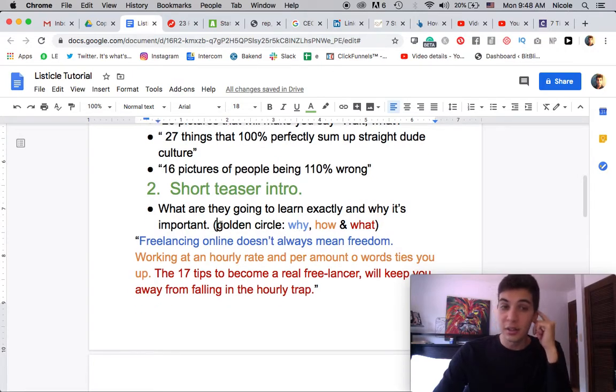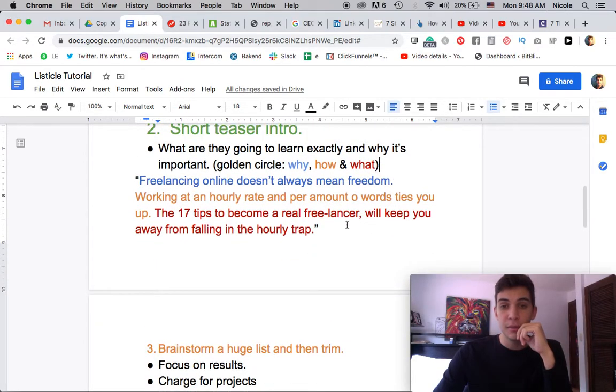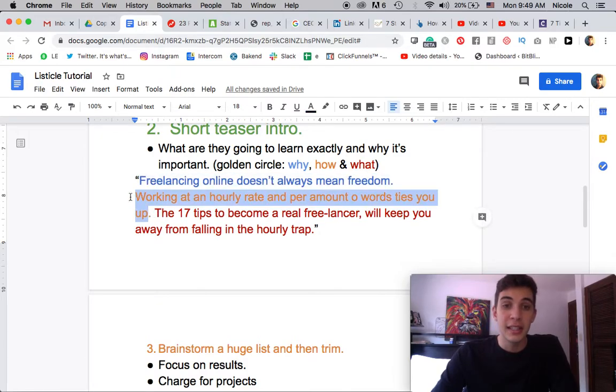Here is where the Golden Circle formula by Simon Sinek comes into play, which I've shown you so much. I love this formula, it works every single time. So: freelancing online doesn't always mean freedom. You're giving them a reason why. Working at an hourly rate and per amount of work ties you up. You'll tell them how freelancing doesn't always mean freedom.